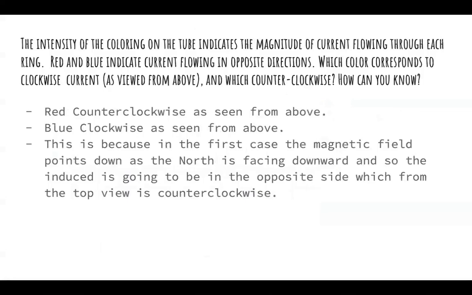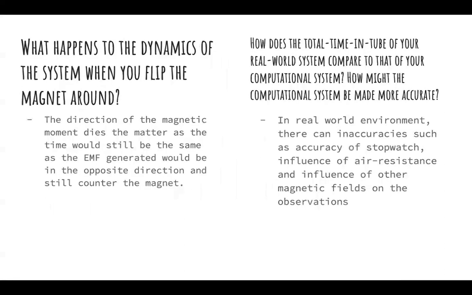The simulation asks what color is clockwise and what color is anti-clockwise. The red is counterclockwise and the blue is clockwise. This is because in the first case, the magnetic field points down as the north is facing downward, and vice versa. What happens to the dynamics of the system when you flip the magnet around? It does not really change anything. How does the total time in the tube change?